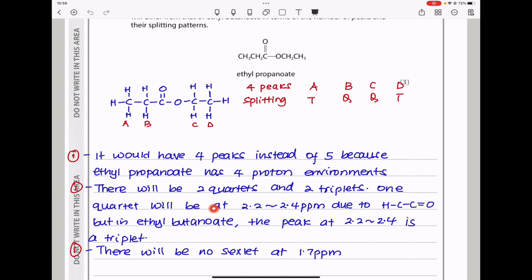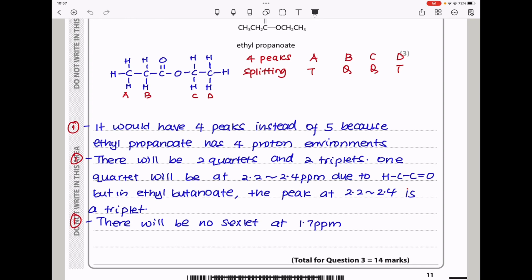1 quartet will be at 2.2 to 2.4 due to the HCCO. You can see, if this is a quartet and that is a quartet, this is the only quartet that is HCCO. The next quartet is going to be HCO. So here I said there will be 2 quartets and 2 triplets. 1 quartet will be at 2.2 to 2.4 due to the HCC double bond O. But in ethyl butanoate, the peak at 2.2 to 2.4 is a triplet. I also said there will be no sextet at 1.7.